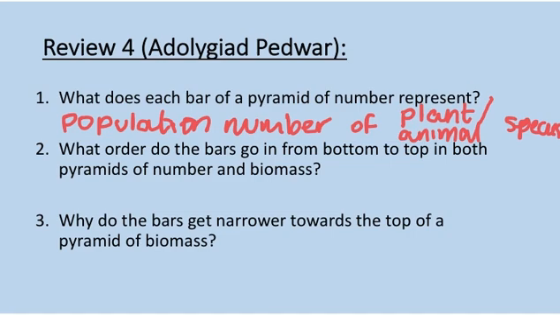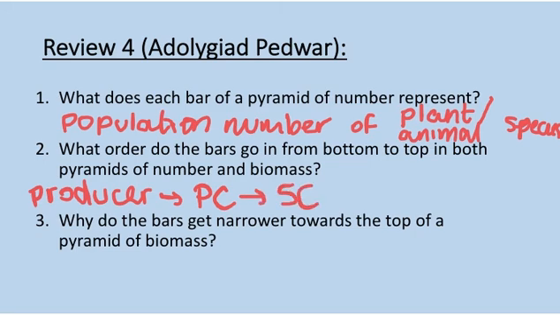Number 2, what order do the bars go in from bottom to top in both pyramids of number and biomass? They always start with a producer at the bottom and then they move up: primary consumer, secondary consumer, and if there's more, tertiary consumer, and so on. Okay, so they always go in that order with the producer at the bottom.